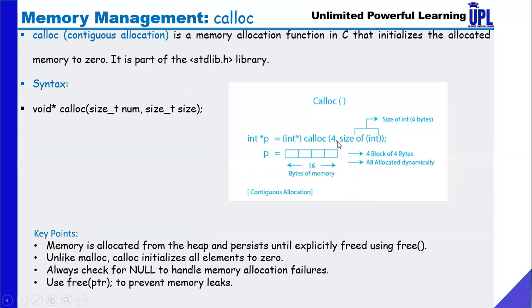Calloc is the same thing, but it accepts 2 parameters or 2 arguments. If you look at this, 4 comma size of int, that means 4 blocks of 4 bytes, all allocated dynamically. Calloc is contiguous allocation, and it initializes the memory to 0. Malloc will not initialize to 0, and that we have to understand. It accepts how many blocks are required and what size, so 2 arguments we need to pass for calloc.